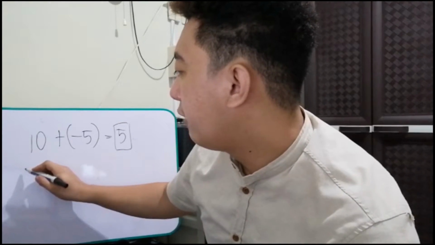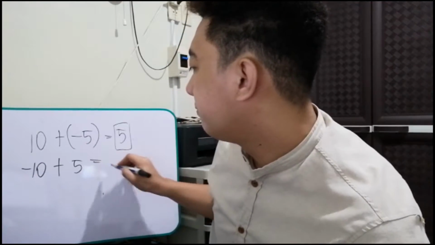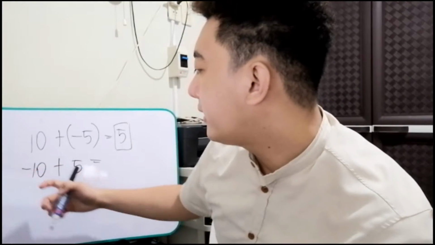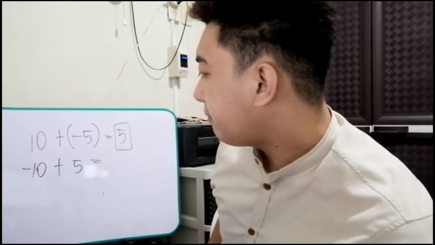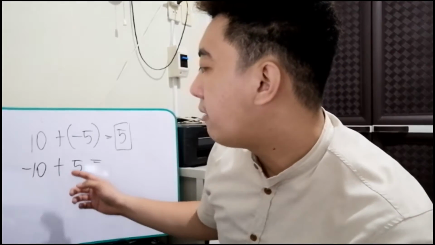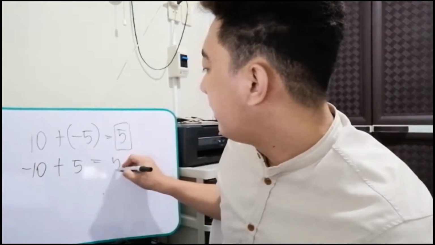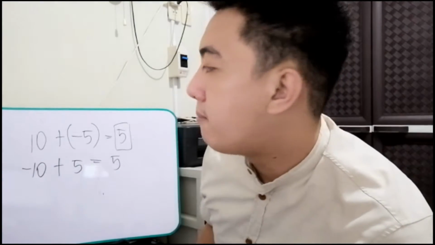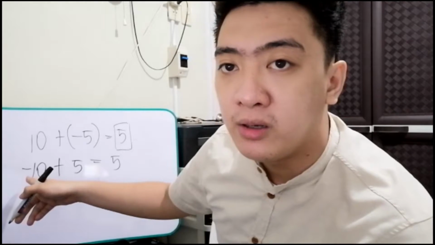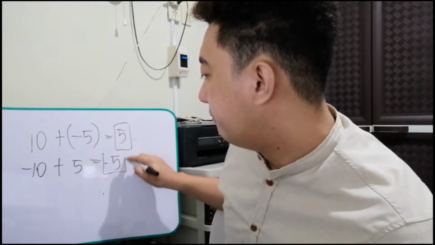How about if we have negative 10 plus positive 5? Same case, we have unlike sign. We have negative and positive. So as I've said, if they have a different sign, you have to subtract. So 10 minus 5 is 5, and follow the sign of the bigger number. 10 is bigger than 5, so we will follow the sign of 10. So the answer is negative 5.